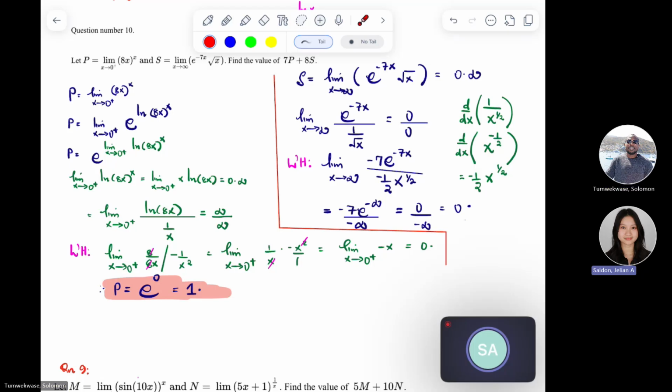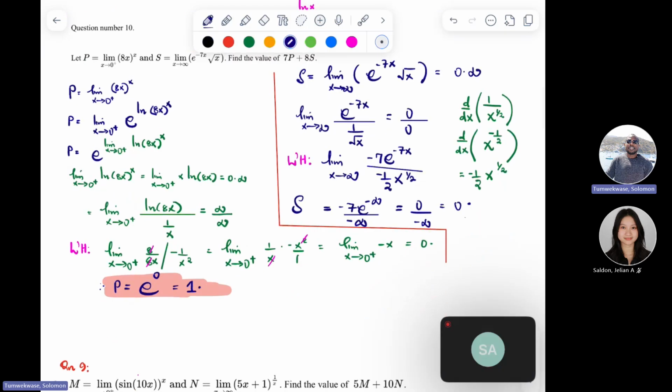Okay. So which means basically, my S is actually the same as that, but the question is asking us to calculate 7p plus 8s, and this is 7 times 1 plus 8 times 0, and that is how we end up with 7.